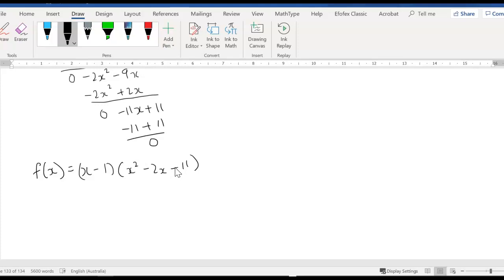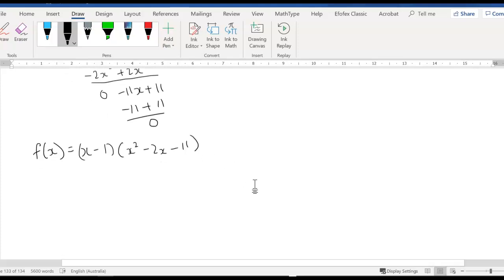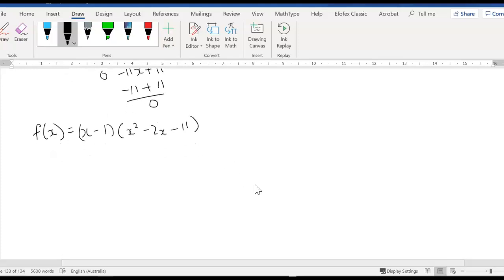So we've got to factorize the x squared minus 2x minus 11. We can use the quadratic formula, or some of you like to cross multiply. I just prefer the quadratic formula. We use the quadratic formula a lot in other instances, so I will always go to the quadratic formula.